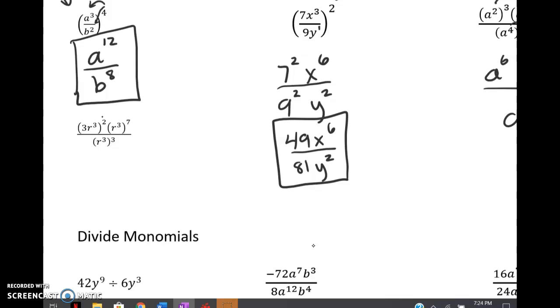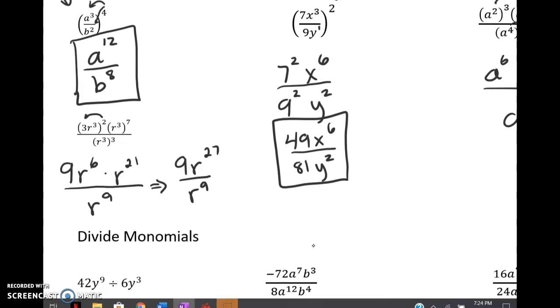I'm going to take that 2, I'm going to apply it to the 3, so that's going to be 3 squared, which is 9. I'm going to have r to the 6th, and then times r to the 21st, all over r to the 9th, because you're going to have the 3 times the 3. Then that's going to simplify to be 9 r to the 27 over r to the 9.